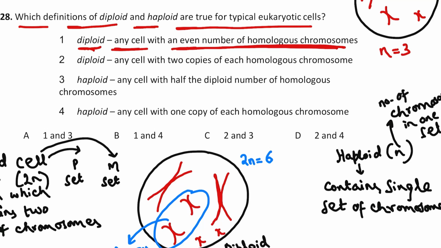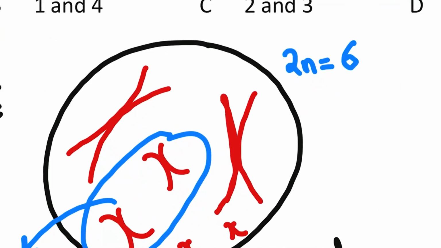Each type of homologous chromosome should be 2, or we can say 2 copies of each homologous chromosome, right? So this statement is wrong. Diploid, any cell with 2 copies of each homologous chromosome. This is the correct statement, guys. This is so true. As I just mentioned, the diploid cell is any cell with 2 copies of each homologous chromosome. For each homologous chromosome, we have 2 copies in a diploid cell.